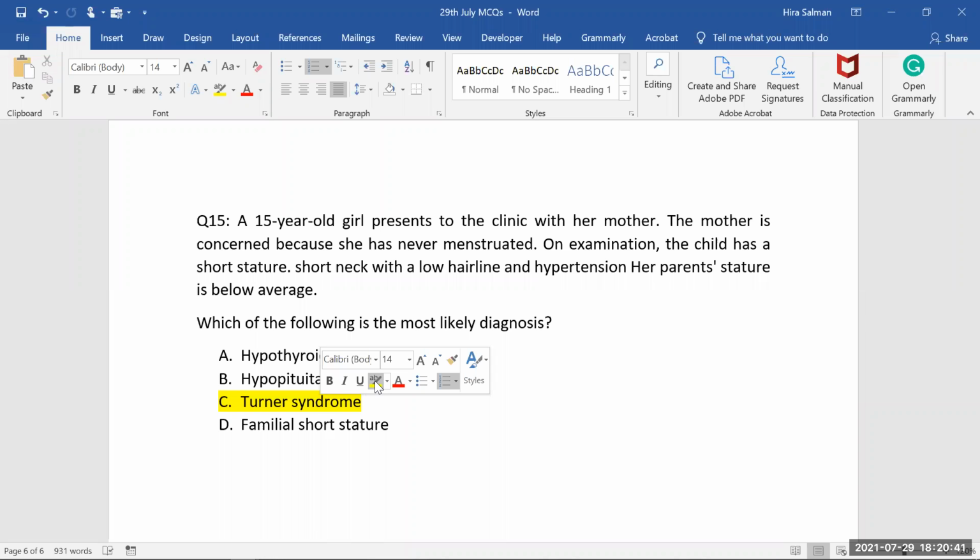In constitutional delay, there will be no short stature, there will be no webbed neck. Only the thing is that the girl is aged 15, 16, and yet she's not menstruating. Then you can choose constitutional delay. If it says familial short stature, everything should be normal. Primary amenorrhea will not be there. The patient should be fertile and everything is okay. The only thing is the height is shortened. Then you will choose familial short stature. But whenever it says short stature, webbed neck, and primary amenorrhea, then it will give you a clue of Turner syndrome.